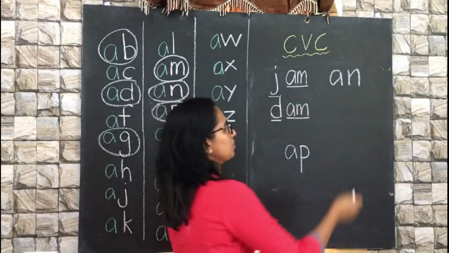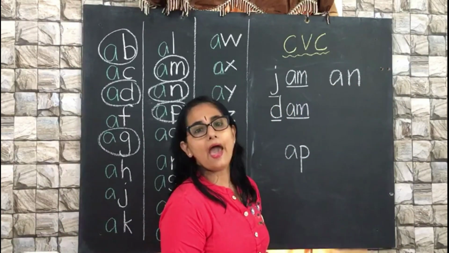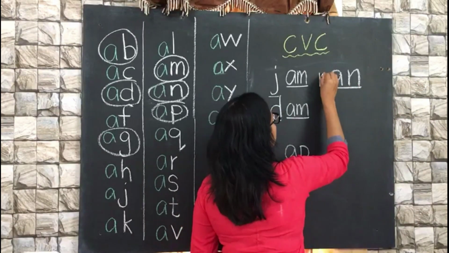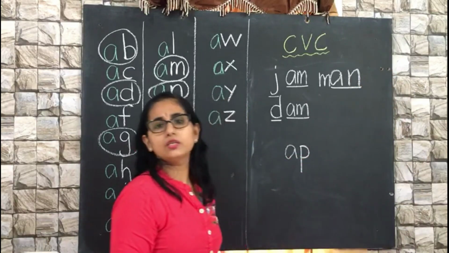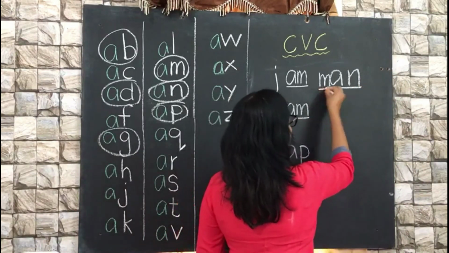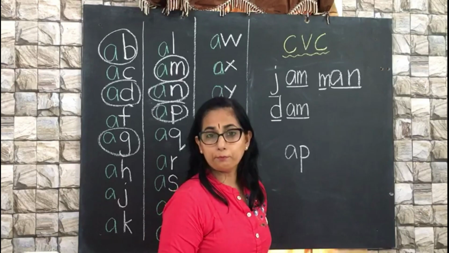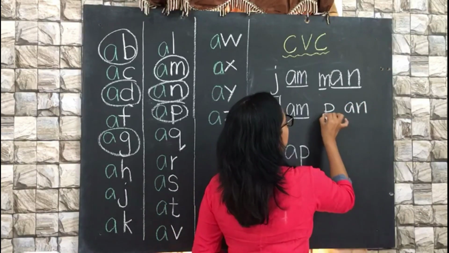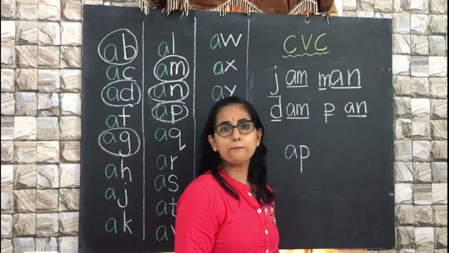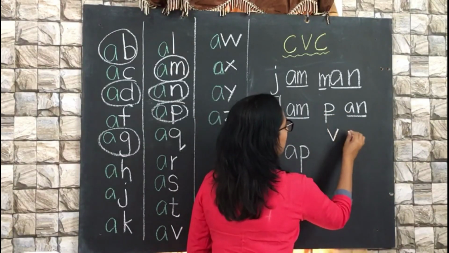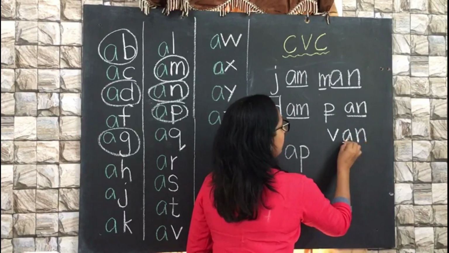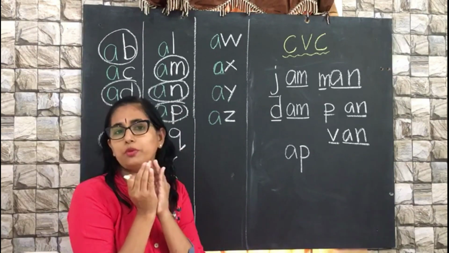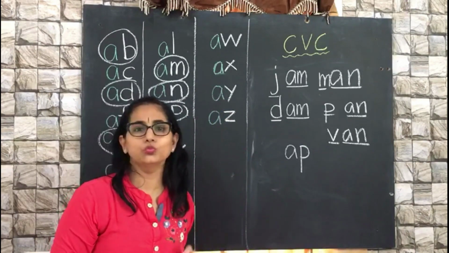Okay, the same way, the next one is an words. An. Join together, an. Now a consonant in front of it. M. The sound of your M. An. Man. P, an, pan. W, an, van. This is actually a simple and easy way to make your child read three-letter words.